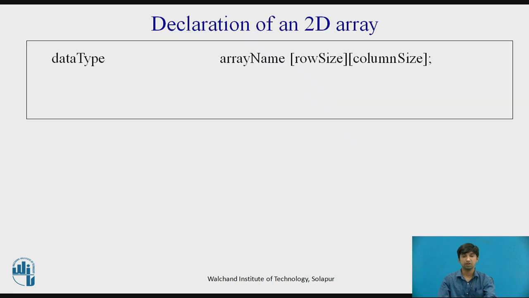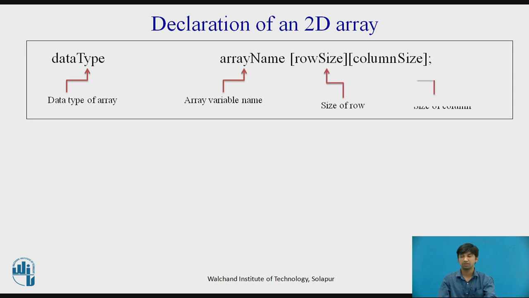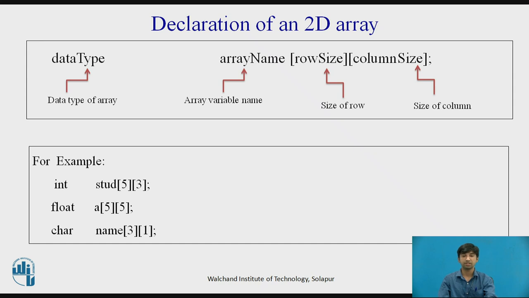Now we will be discussing how to declare a two-dimensional array. In order to declare a 2D array in C, a programmer specifies the type, that is the data type of the elements, name of the array, row size and column size required by an array as follows: type, array name, row size, column size. So this type of array is called a two-dimensional array. The row size and column size must be an integer constant greater than 0, and type can be any valid C data type. For example, to declare a 5x3 array called stud of type int, use this statement. Here, stud is a variable array which is sufficient to hold up to 15 integer numbers. The size of this array will be 60 bytes, as 4 bytes are required to store one integer constant.